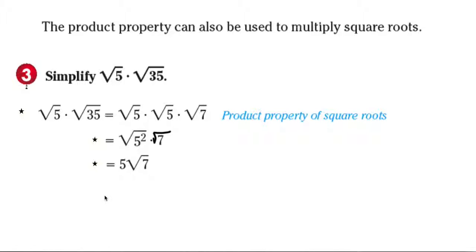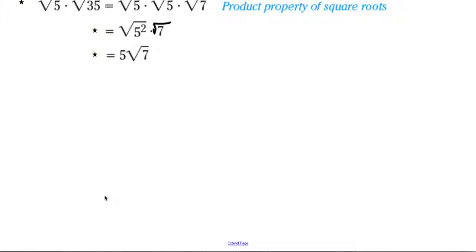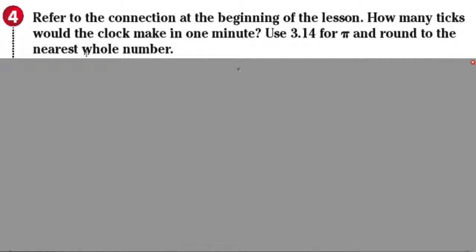And finally, in the last example, example number 4, we are going back to the beginning of the lesson. Before we do that, the secret word for this particular lesson is turbo. The secret word is turbo. So refer to the connection at the beginning of the lesson. How many ticks would the clock make in 1 minute? We will use 3.14 for pi, and round to the nearest whole number.